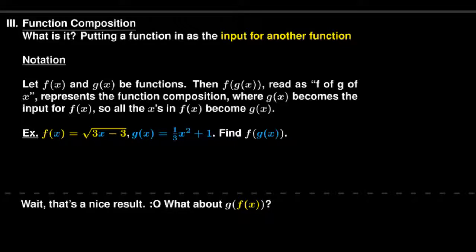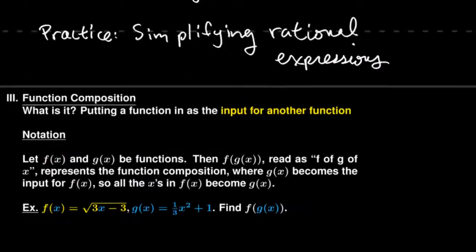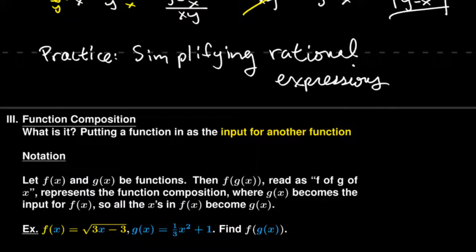Okay, function composition. Let's go over this one. This is one that was strange, one that people were not getting as easily as I would have hoped. Again, don't overcomplicate it, otherwise it's going to be difficult. So let's just look at this part for now. If f and g are functions, then f of g of x is how it's read. It's function composition. That basically just means g is going to become the actual input for f of x. So the x in f of x becomes g of x. It'll be very obvious in this example right here.